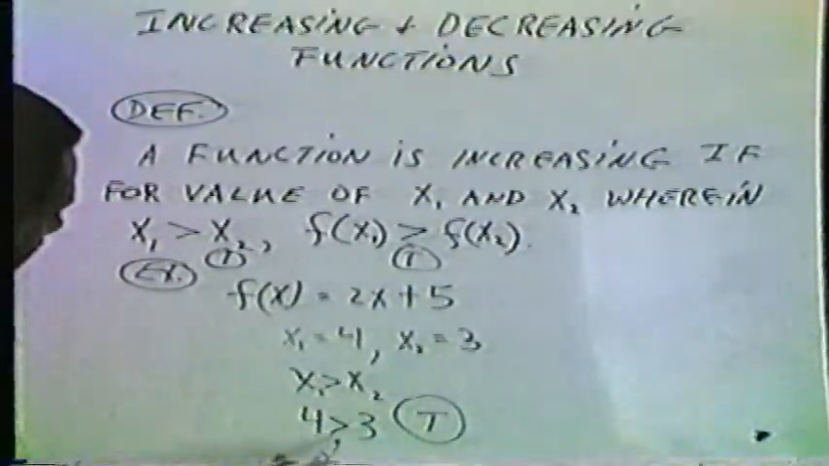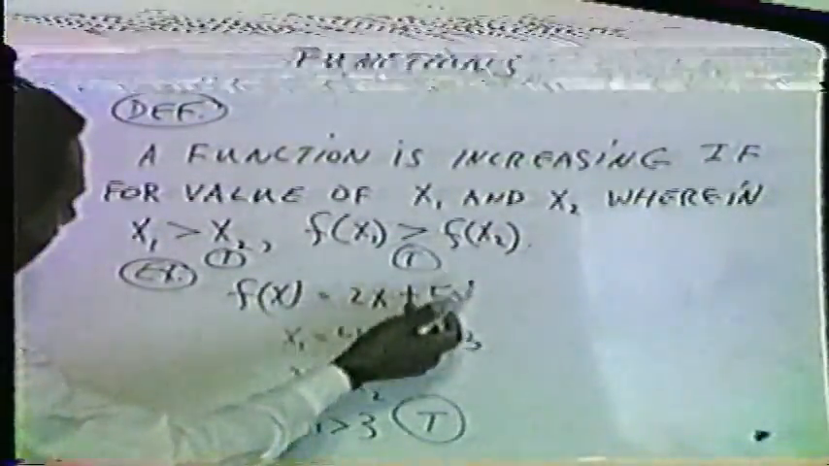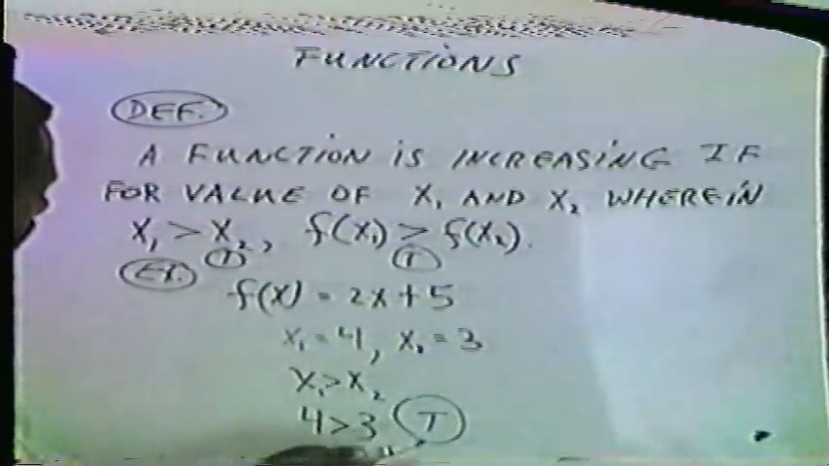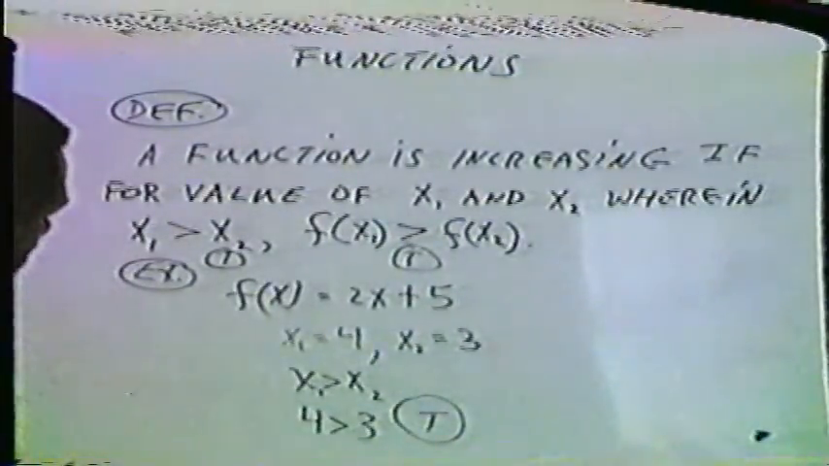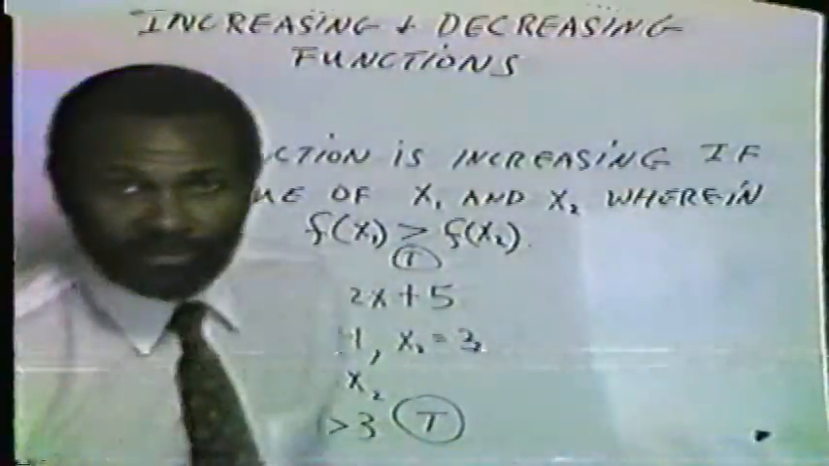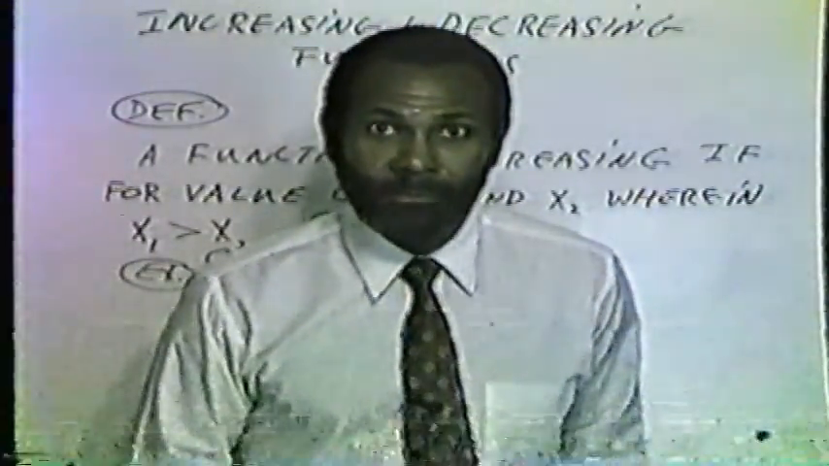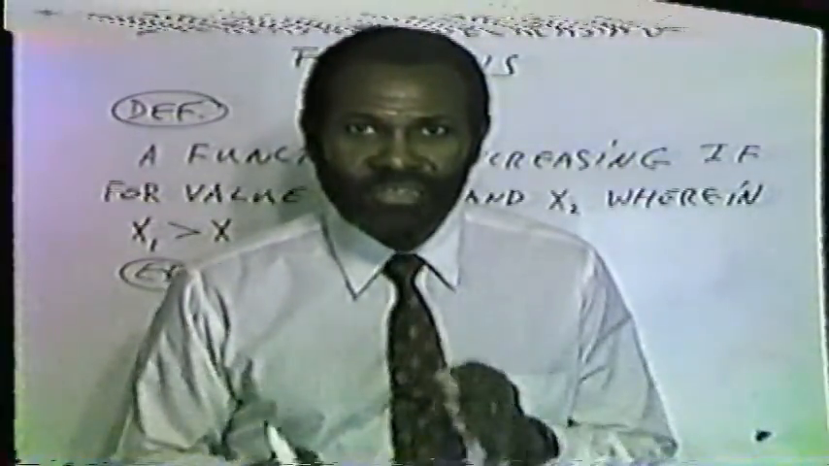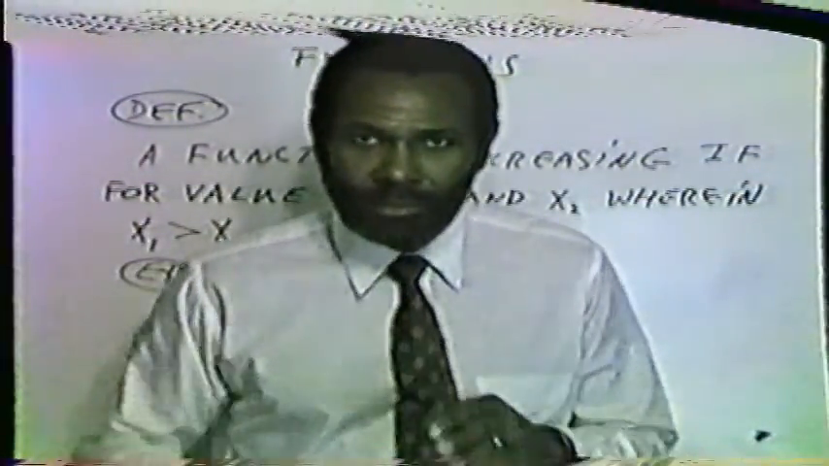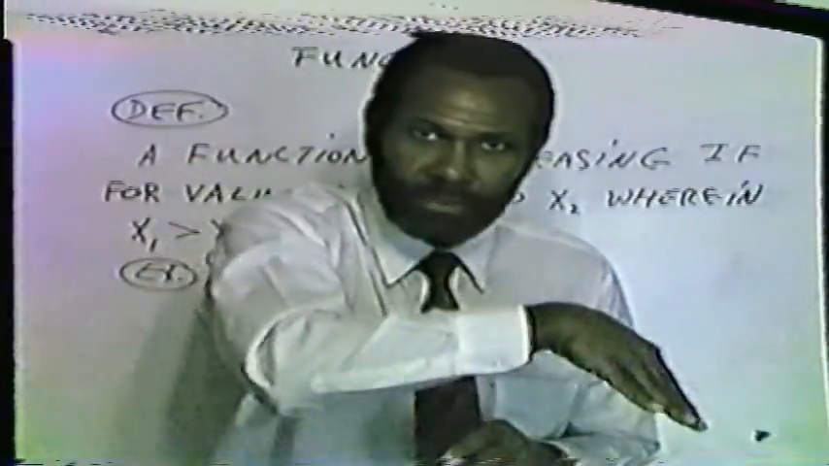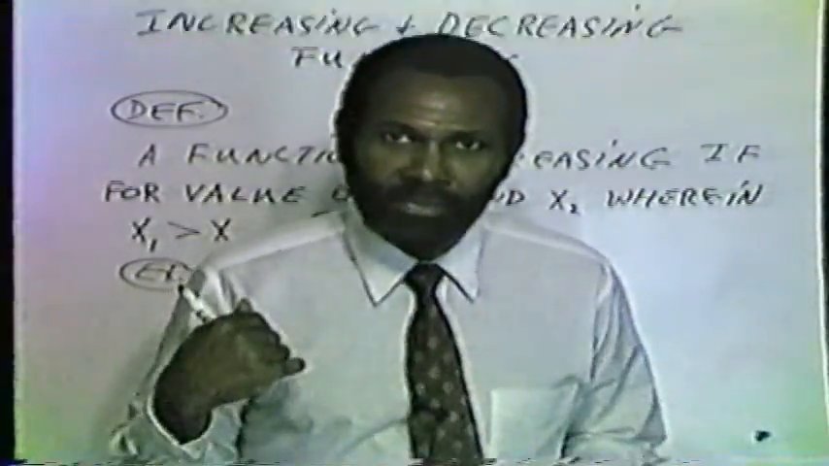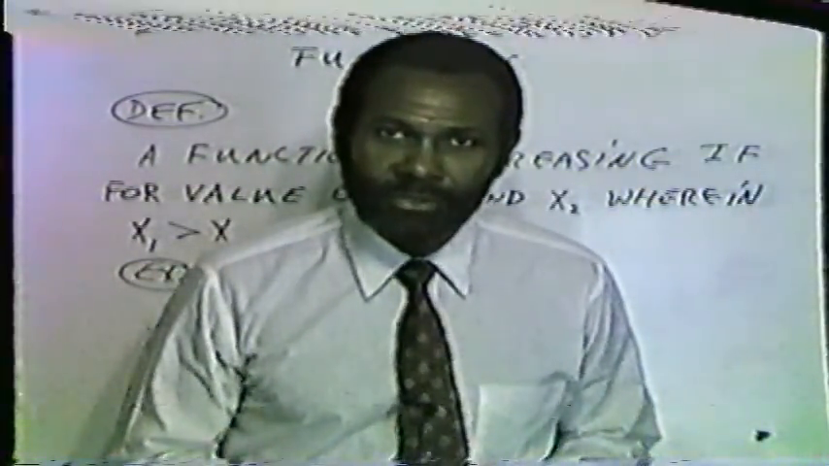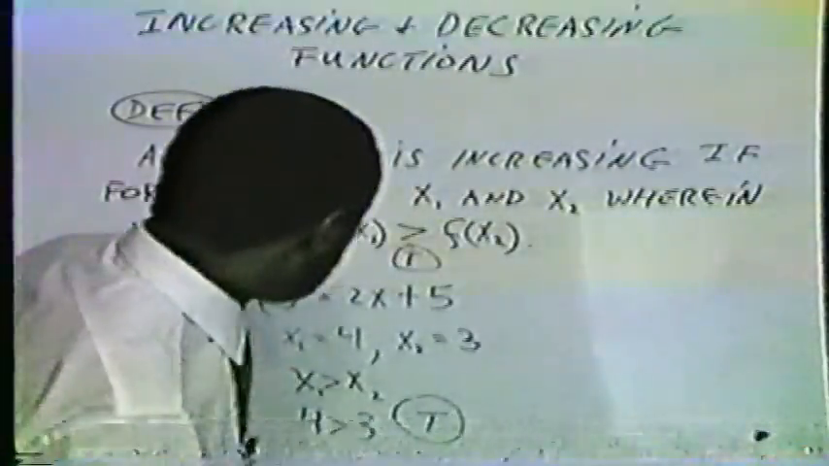Now, if it is also true that f of 4 is greater than f of 3, then this is an increasing function, or is increasing in the interval from 4 to 3. Sometimes you have functions that are increasing at one time, but decreasing at another time. So you have to look at what the function is doing within a certain interval, because in one interval it might be increasing, then in the next interval it might be decreasing. Here we are looking at the interval from 4 to 3 to see whether or not the function is increasing in that interval.